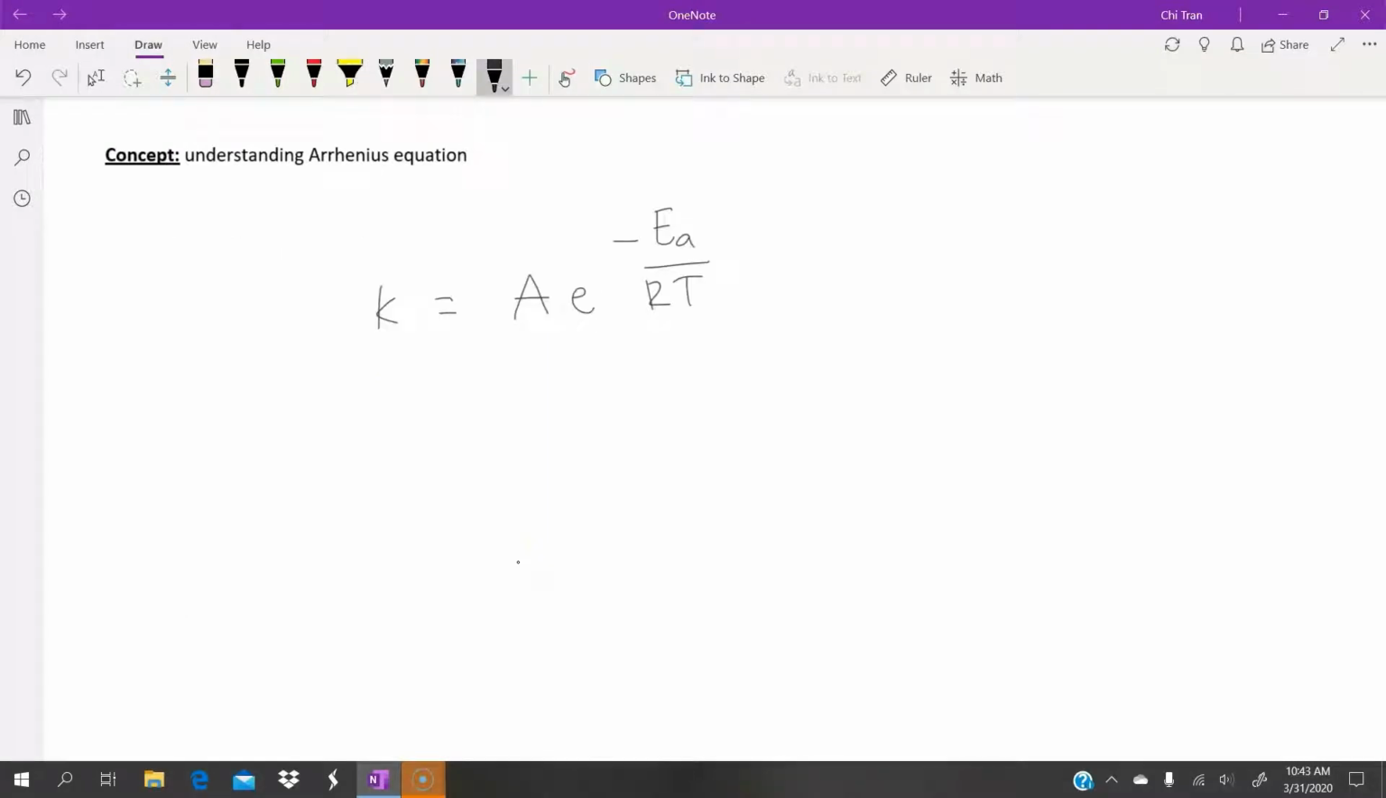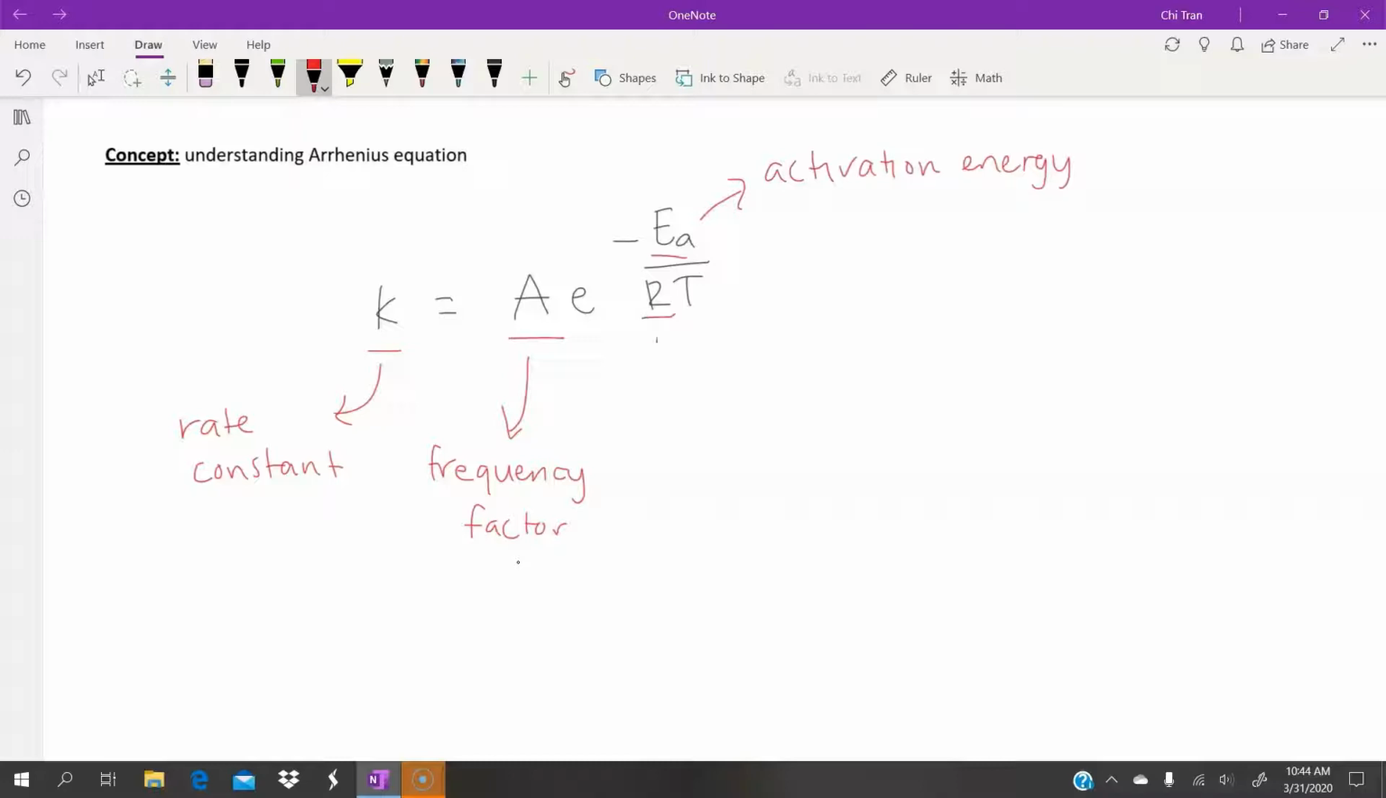So this is the Arrhenius equation, which can be found in section 1 of the data booklet. And the equation gives us the terms K, which is the rate constant, equals A, which is our frequency factor, times e to the power of negative Ea, which is our activation energy, over R, which is our gas constant, and finally times T, which is temperature.